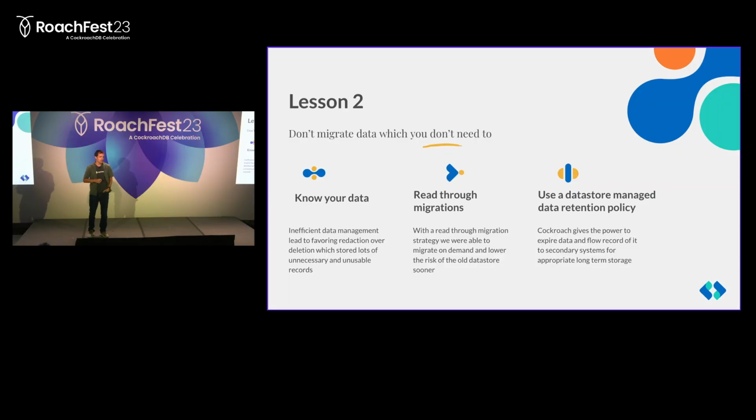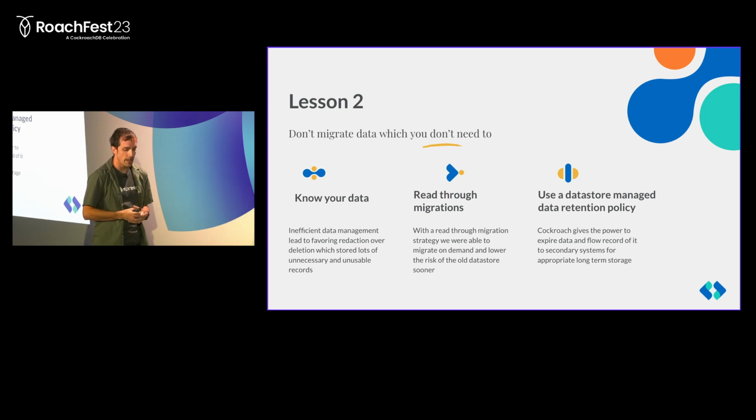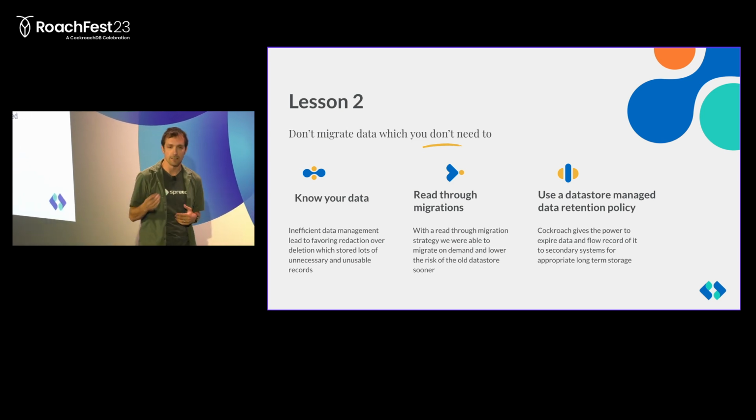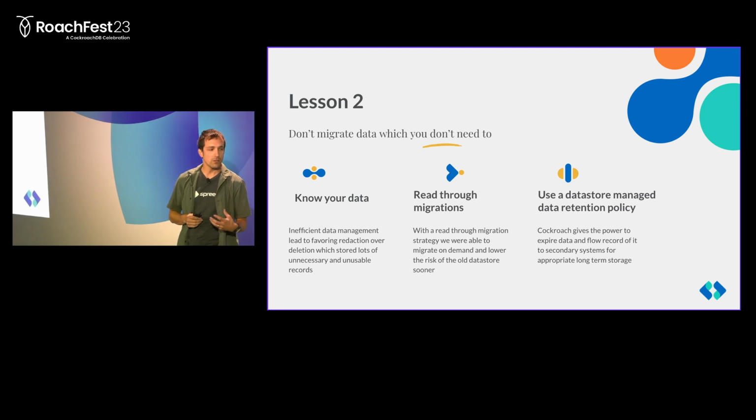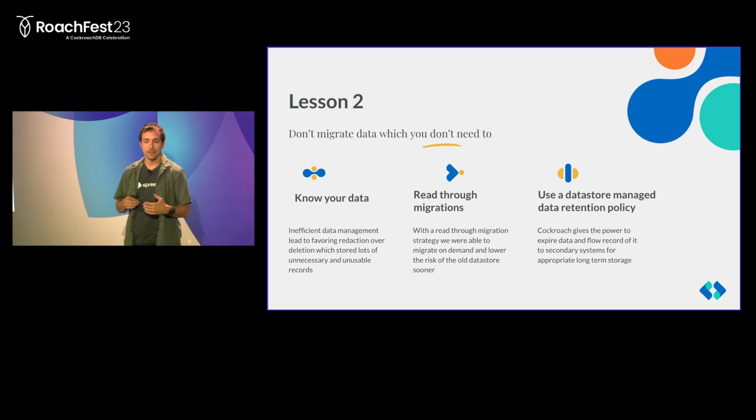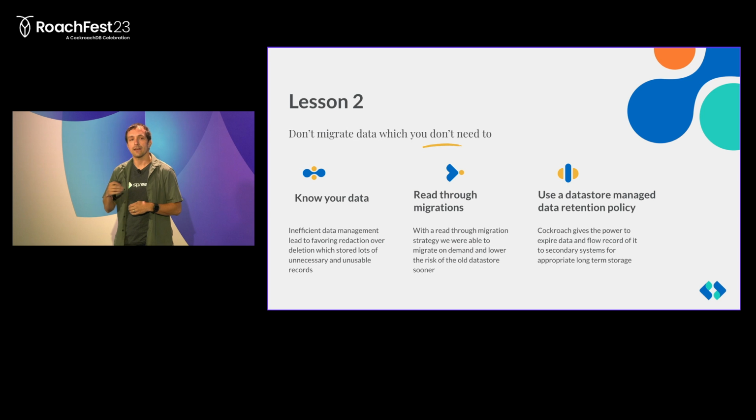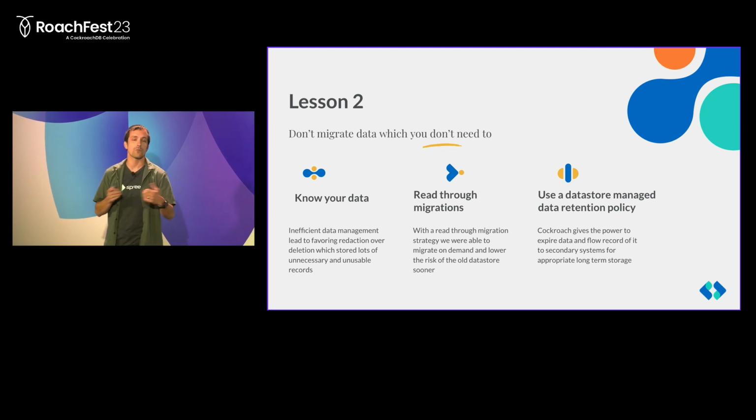Our next lesson is don't migrate data that you don't need to. We had a lot of data, and we had different types. Our application data was good to go through the source of truth migration strategy. But for our larger bodies of data, we did some discovery, and we found out that we had some inefficient data management practices. As is very classic, there's a lot of store at all costs. We knew we needed long-term storage, but as a result, we built an application that favored scrambling, redaction, obfuscation, and soft delete over hard delete.